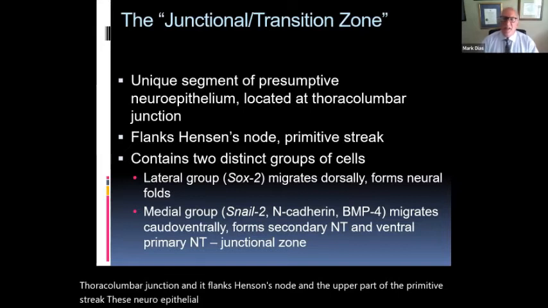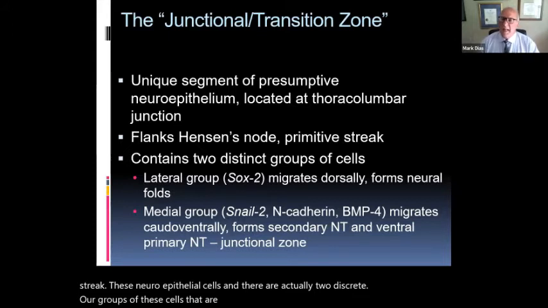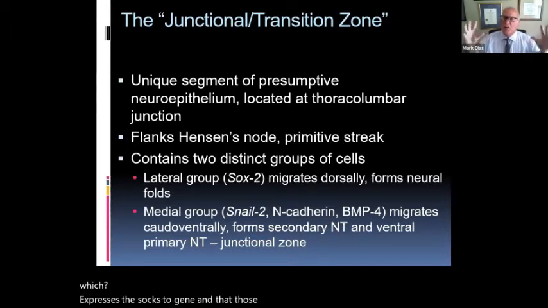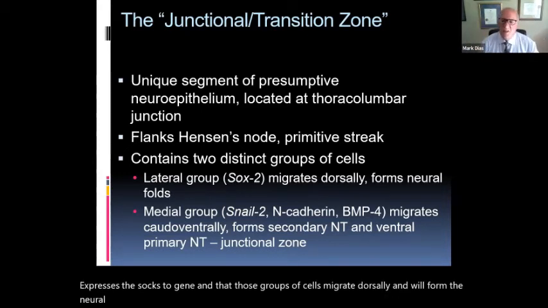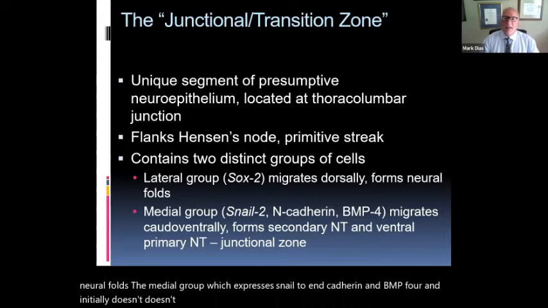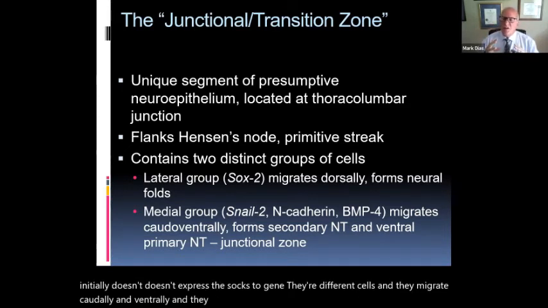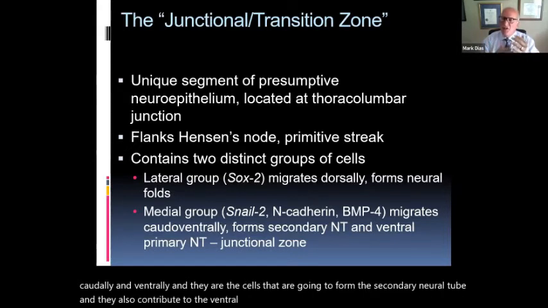And there are actually two discrete groups of these cells that are molecularly distinguishable. There's a lateral group, which expresses the SOX2 gene, and those groups of cells migrate dorsally and will form the neural folds. The medial group, which expresses SNAIL2, N-cadherin, and BMP4, and initially doesn't express the SOX2 gene, they're different cells, and they migrate caudally and ventrally, and they're the cells that are going to form the secondary neural tube, and they also contribute to the ventral portion of the primary neural tube over this junctional zone.